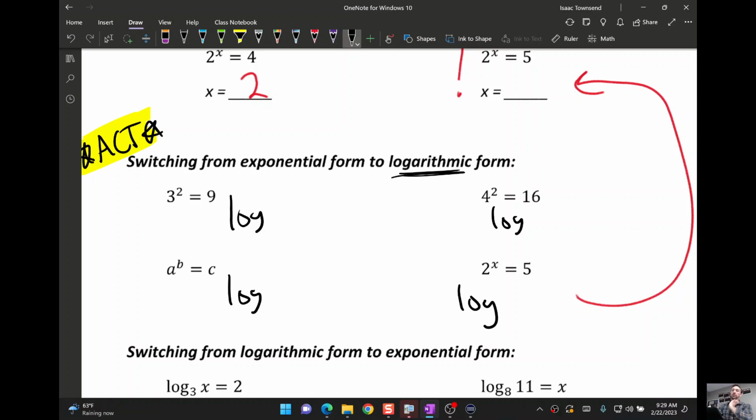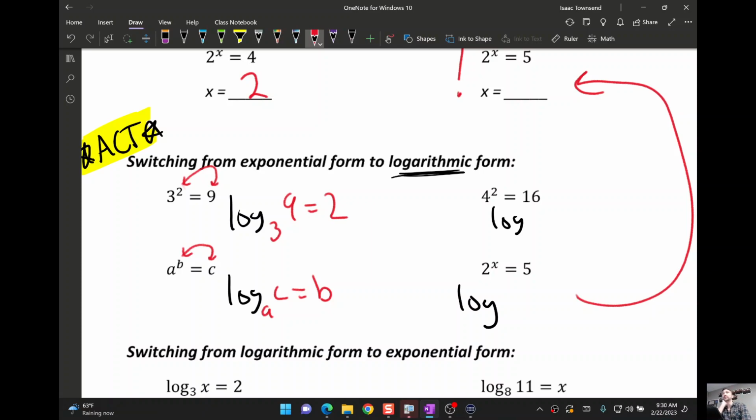And then the only thing you have to do to switch it from exponential form to logarithmic form is put log in your answer and then switch 2 of these things. So you just have to know which 2 to switch. So here it would be the 2 and the 9. So 3 squared equals 9 is the same thing as saying log base 3 of 9 equals 2. Switch the b and the c.